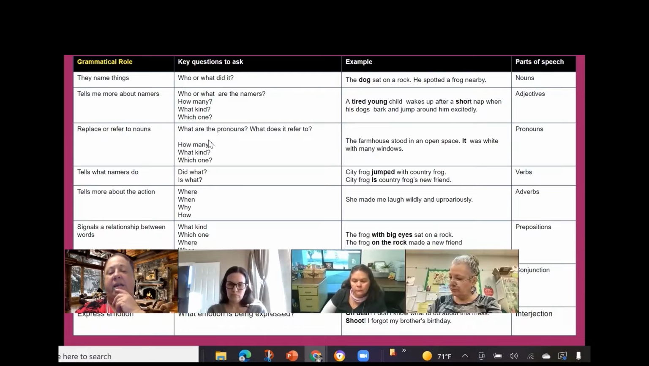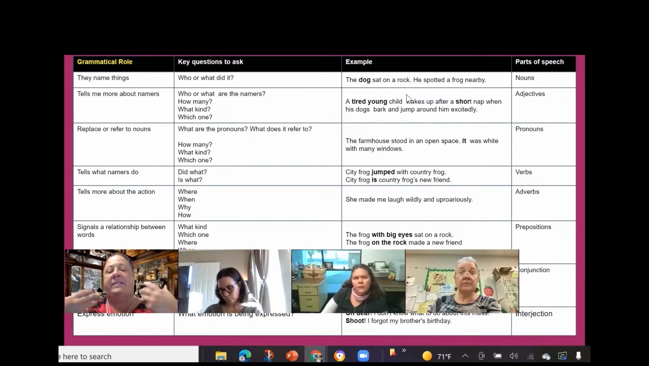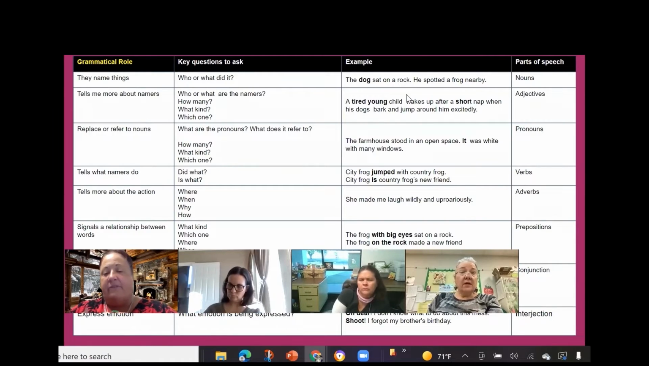But then getting them to understand that there are also words that give us more details. The key researchers in this area call these namers instead of nouns, but you can call them whatever you want. But they call them the namers, and these are words in the sentence whose job is to teach us more about the who. So when we're reading text, and I'll show you some examples of this a little later, we're teaching kids to pay attention at the sentence level.